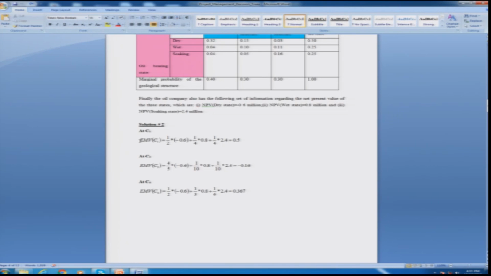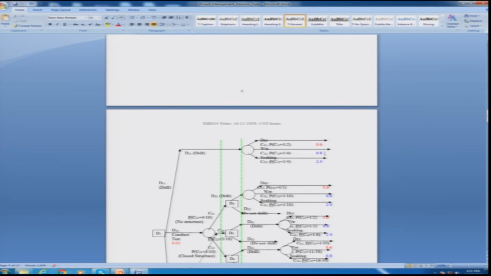So, if you go one step at a time, at C1 there would be 3 values, negative 0.6, positive 0.8, positive 2.4, but they would be multiplied by the corresponding probabilities. What are the probabilities? The probabilities are 50%, 25%, 25%. So, you find a value of 0.5, which is still positive. Now, at C3 again the values of minus 0.6, plus 0.8, 2.4 remain the same as these blue and red values show, but the corresponding probabilities are changing depending on the conditional values.